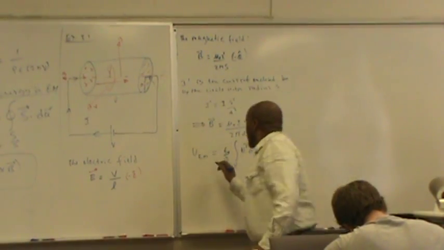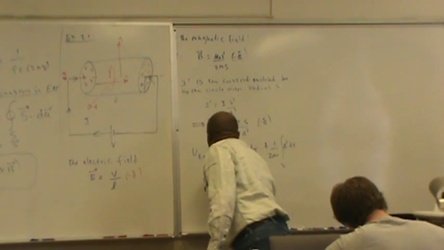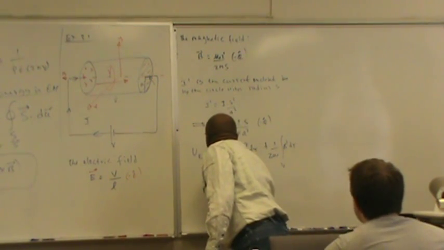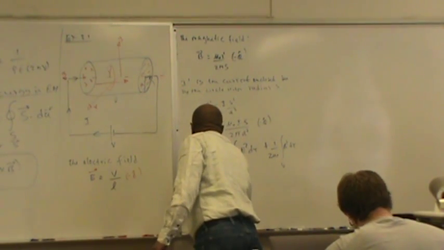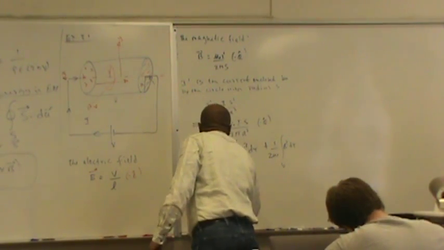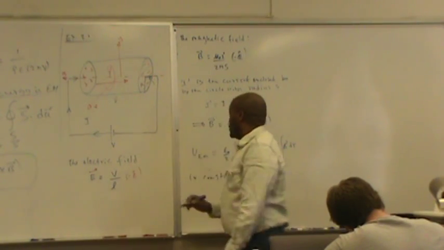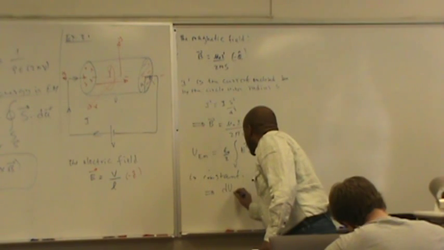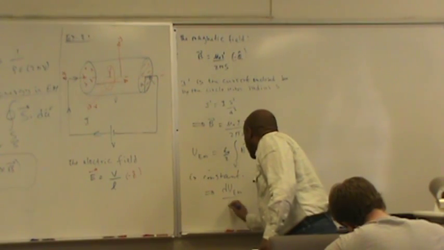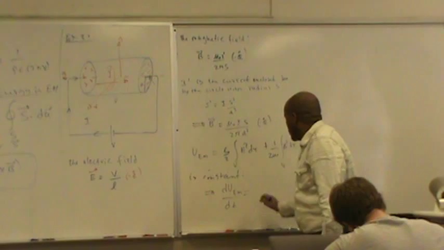So therefore, what can you say about the change of U? This is a constant. So that tells you dU EM by dt equals 0.